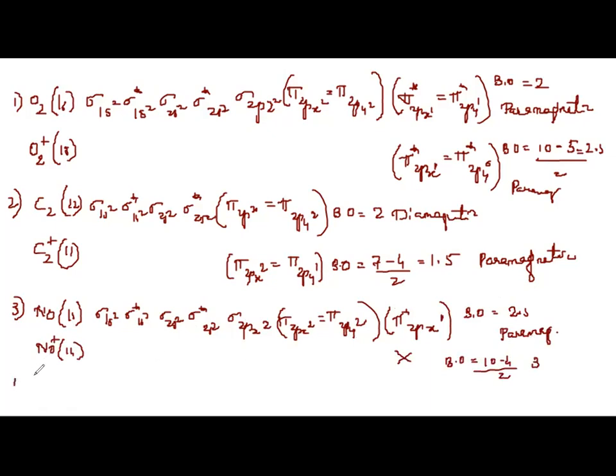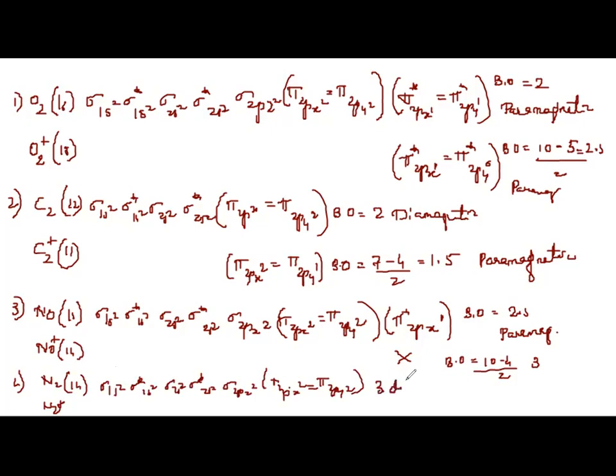The last option given is N2 to N2 plus. Nitrogen has 14 electrons: sigma 1s2, sigma star 1s2, sigma 2s2, sigma star 2s2, sigma 2pz2, pi 2px2 equal to pi 2py2. Counting 14: 2, 4, 6, 8, 10, 12, 14. Bond order: bonding electrons 2, 4, 6, 8, 10. 10 minus 4 by 2 is 6 by 2, and that is equal to 3.